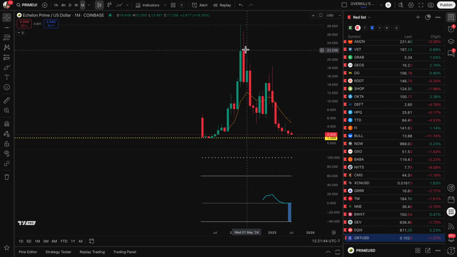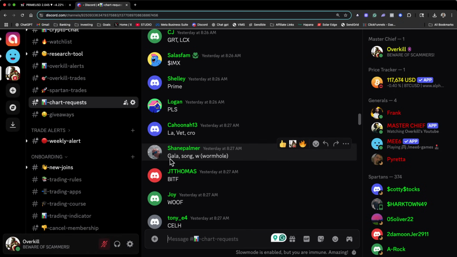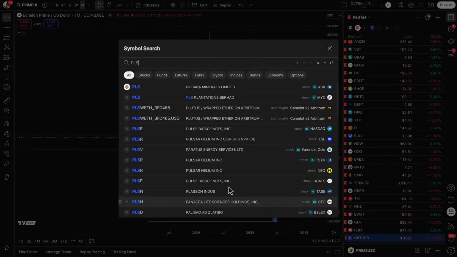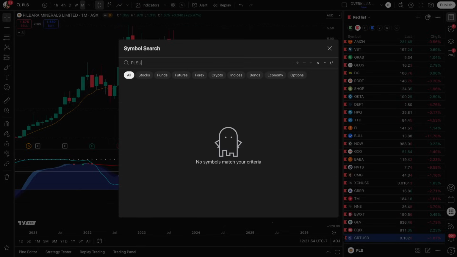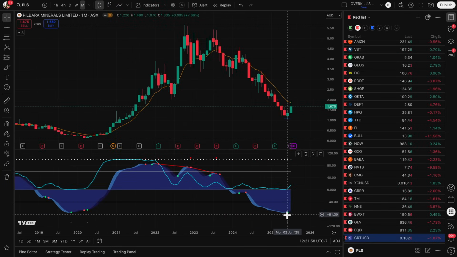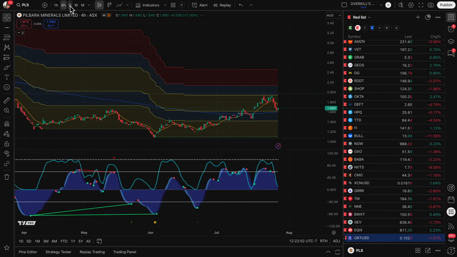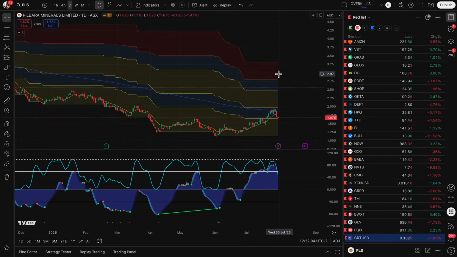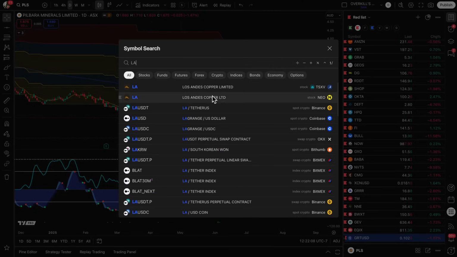Same story. Everyone was very excited about this one up here at 28. They sold it all the way off, just waiting for that green monthly. PLS. Oops, is that a stock or crypto? Looks like a stock. Looks good. It's got the green monthly. I'd be a buyer of any daily or 4-hour dot from here on out, and target would be up here between 3 and 350.